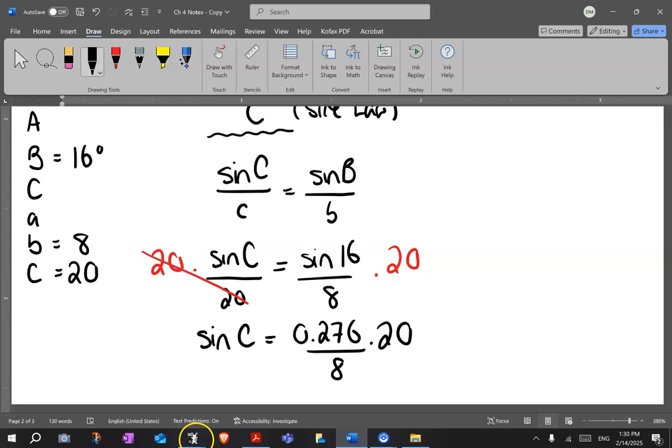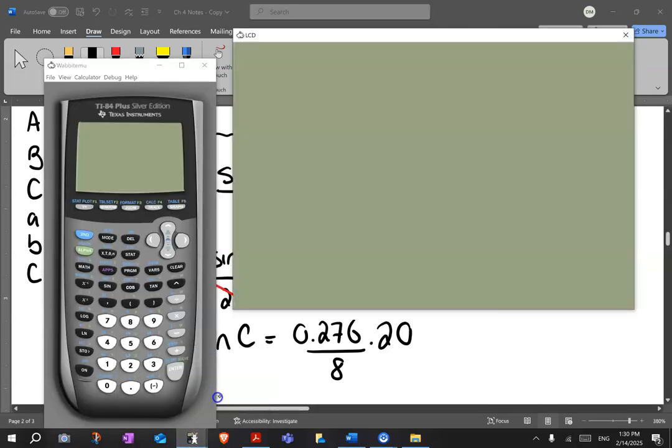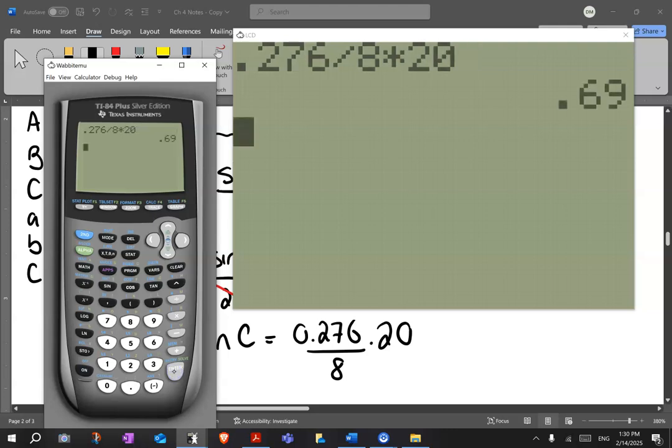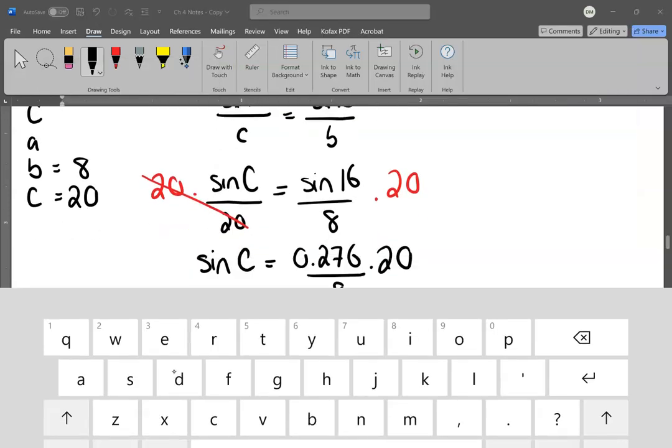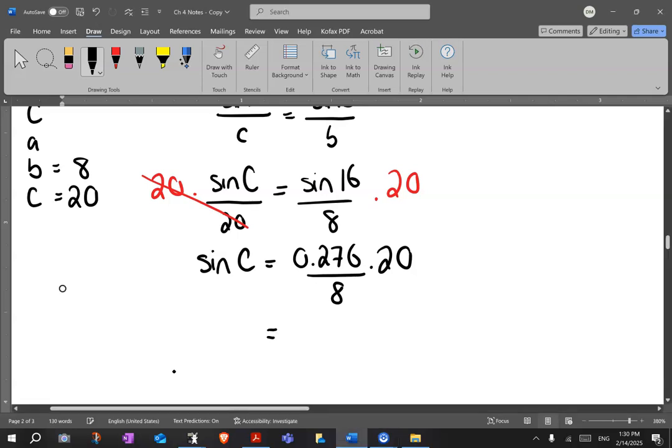Now I can't do that in my head, so I'm actually going to bring out the calculator and turn it on, because apparently it's not even going to turn on. Wow, maybe the batteries are dead. I don't know what's going on here. Okay, well here, I got it working. Obviously, there's no batteries for this thing. It's just an emulator, but whatever. 0.276 divided by 8 times 20. What do we got here? 0.69. I like to do 3 digits, so 0.690.